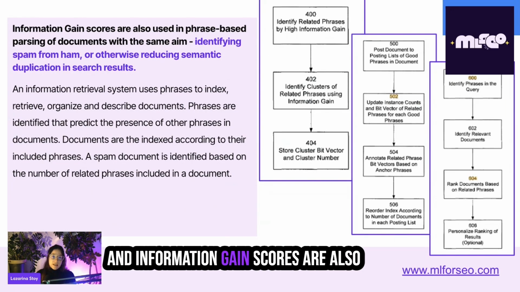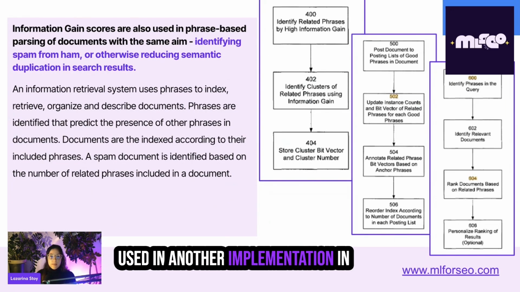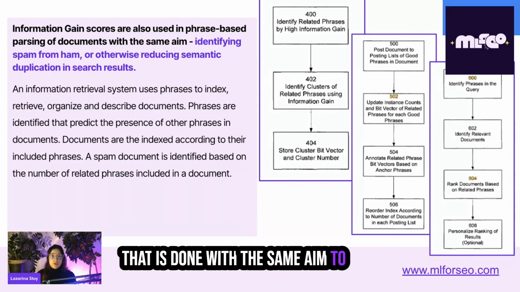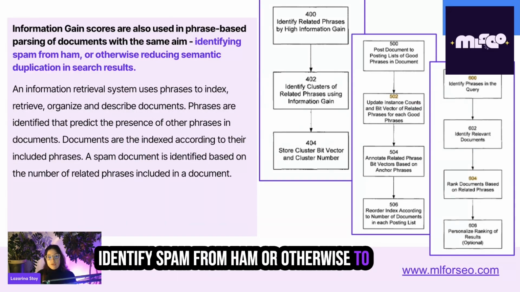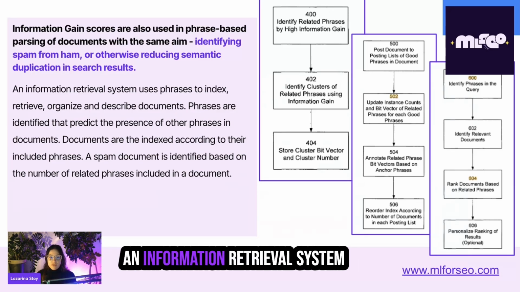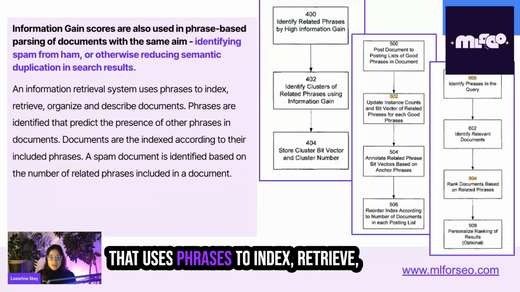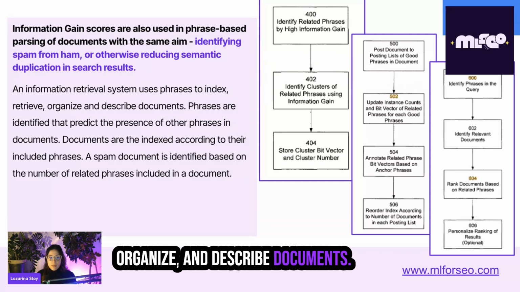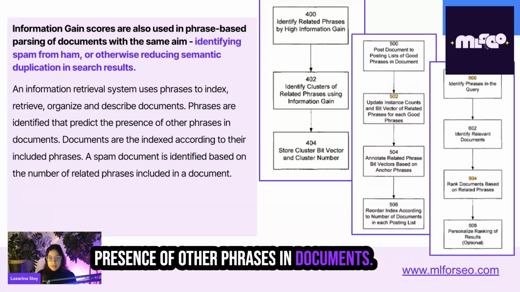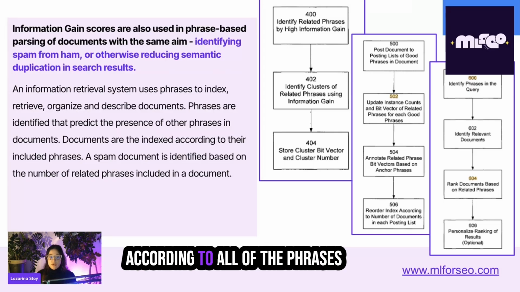And information gain scores are also used in another implementation in phrase-based parsing of documents that is done with the same aim, to identify spam from ham or otherwise to reduce duplication in search results. In this patent specifically, there is an information retrieval system that uses phrases to index, retrieve, organize, and describe documents. Phrases are identified that predict the presence of other phrases in documents. Documents are indexed according to all of the phrases that are included in them. A spam page is identified based on the number of related phrases that are included in it.